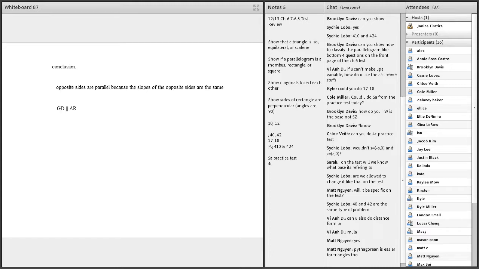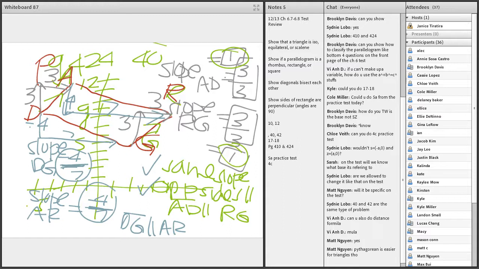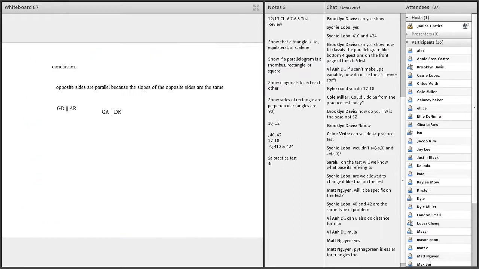Let me just double check. GADR. Nope, that's wrong. ADRG. That is wrong. And AD is parallel to RG. Oh, my other conclusion got erased. Opposite sides are parallel. Okay, ta-da! All right, so number 40 was that.